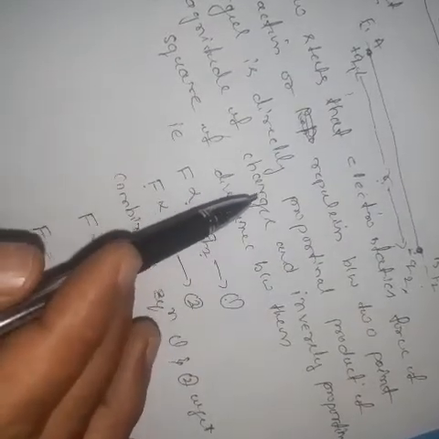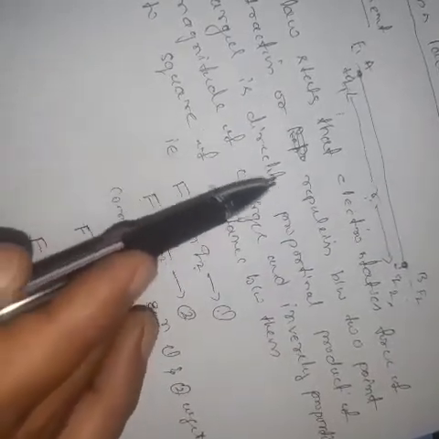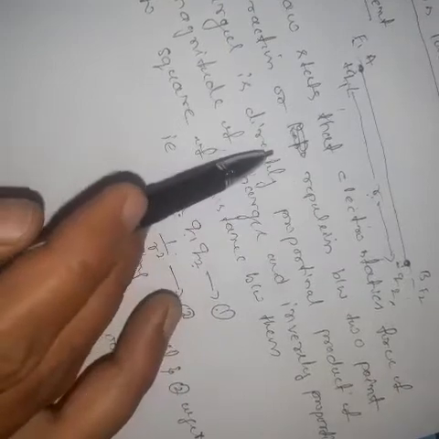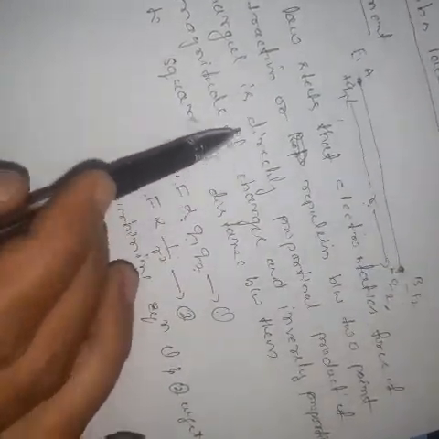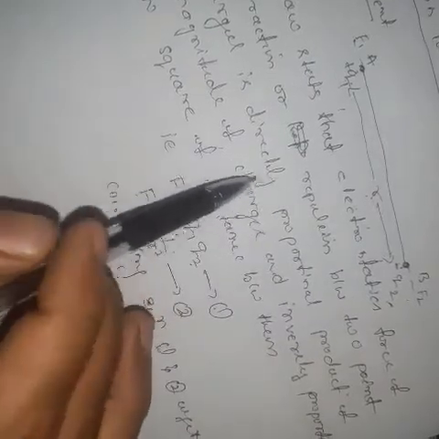Then what is the statement? According to the law, the electrostatic force of attraction or repulsion between two point charges, which is one of the properties of charge, is directly proportional to the product of the magnitudes of the charges, and the Coulomb force is inversely proportional to the square of the distance between them.